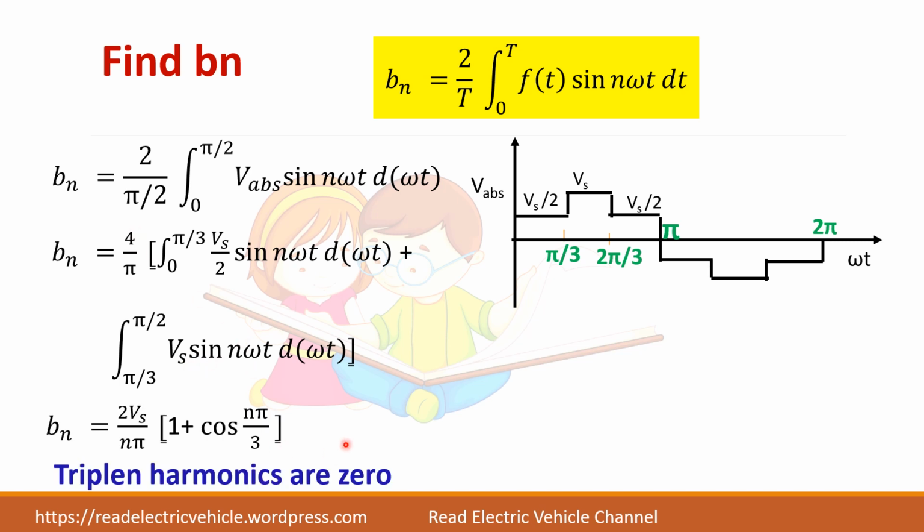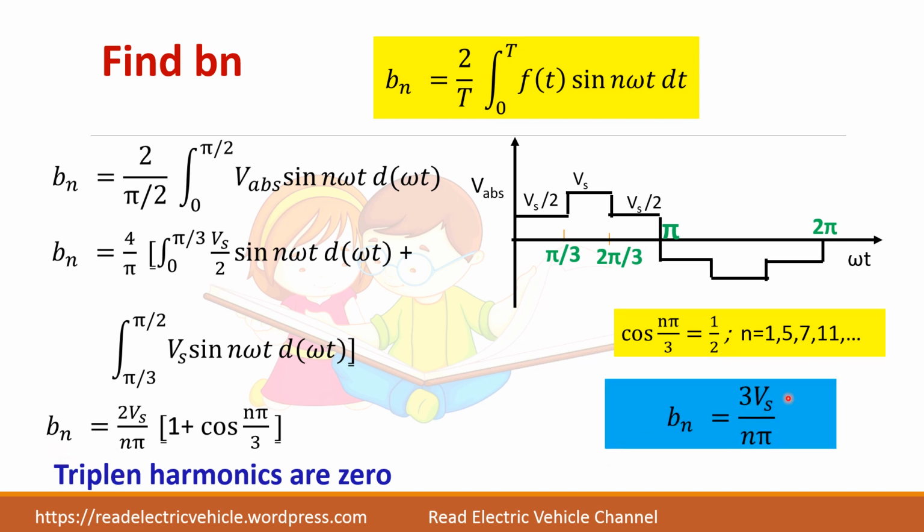So simplify this. You can find that triple n harmonics are 0, because if you put n equal to 3, 6, 9, 12, it becomes 0. So we call it as triple n harmonics are 0. And this cos n pi by 3 for other n values will be equal to 1 by 2. You substitute the remaining n values, it becomes equal to 1 by 2. So you can simplify Bn. So Bn is equal to 3 Vs by n pi.